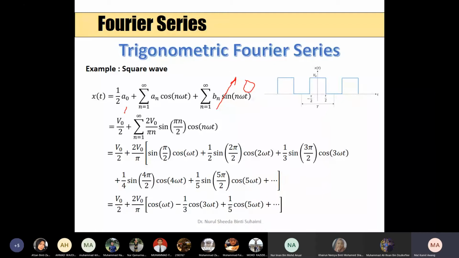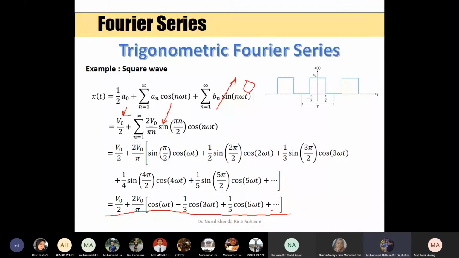So just now we calculated a naught, half a naught is this, and this part is this. And this can be written as V naught over 2, plus 2 V naught over pi, sine pi over 2 cosine omega t, plus half sine 2 pi over 2 cosine 2 omega t, plus 1 over 3 sine 3 pi over 2 cosine 3 omega t. Because we want 5 terms, we write up to the 5 omega. So this is the answer.